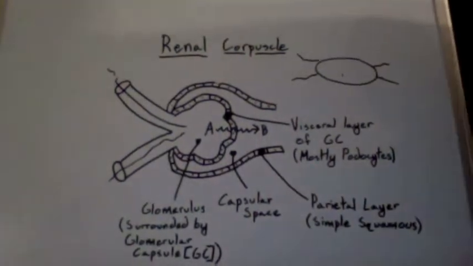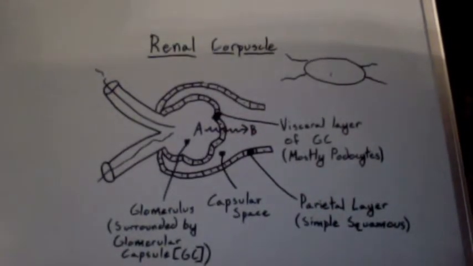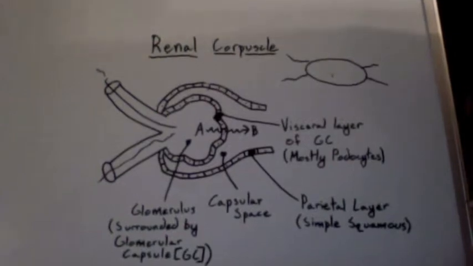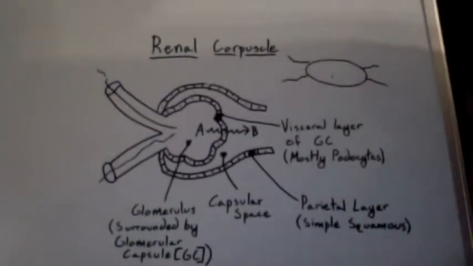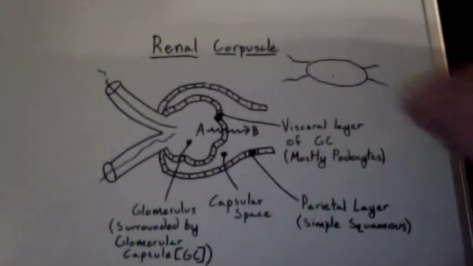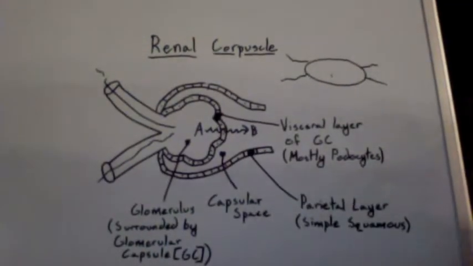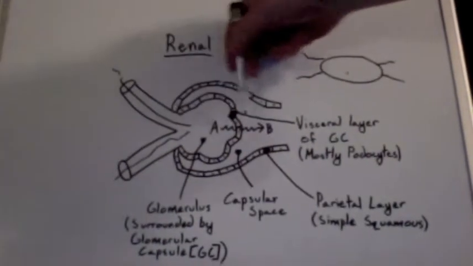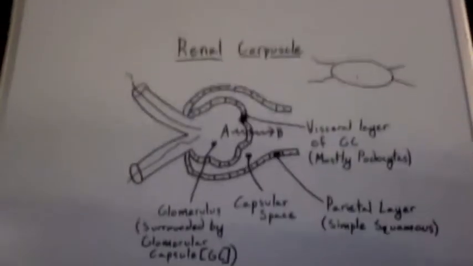Now, here we have the capsular space, also known as the Bowman's capsule, which is an empty space between the parietal layer, which is made up of simple squamous epithelium, and the glomerulus, or the visceral layer of the glomerular capsule. And from here, whatever is filtered through from A goes to B and continues down the nephron.